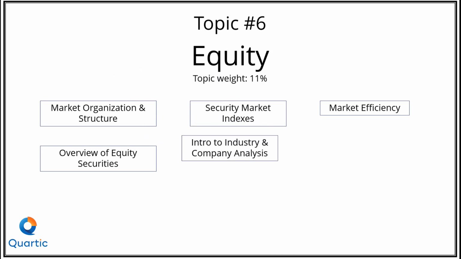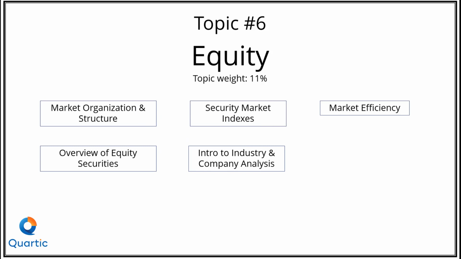Next, we have industry and company analysis. This reading introduces the idea that before analyzing a company, it's first necessary to understand factors relating to the company's industry. So you should know the very basic features of the commercial and government industry classification systems presented in the reading. Be able to describe how to identify a peer group appropriate for a particular company.